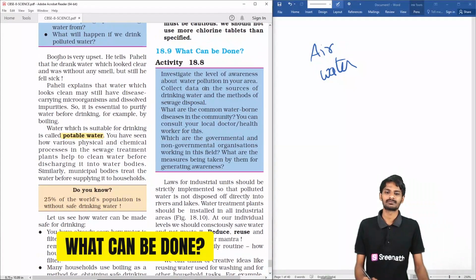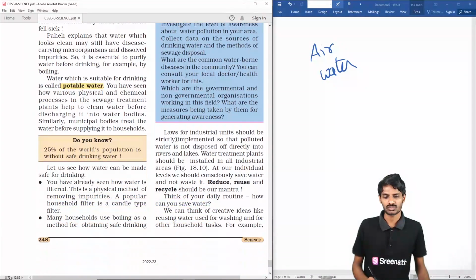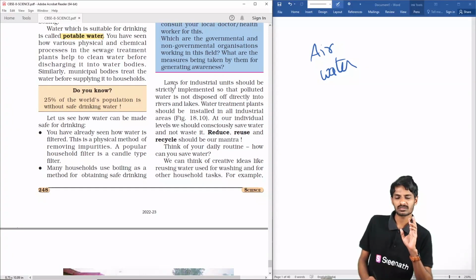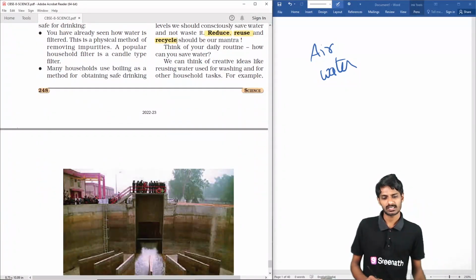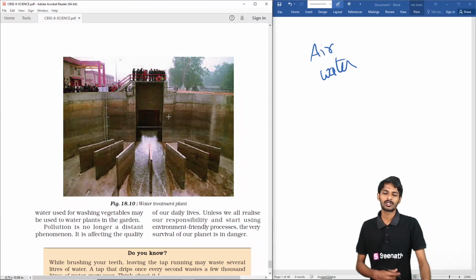And what can be done to get rid of water pollution, students? Strict rules and strict laws for industries must be enforced, so they do not directly send the pollutants into the water. Okay, and water treatment plants have to be installed in all industrial areas. And we have to reduce water usage, reuse the water, and recycle the water. So that's how we can save the water. Okay, students, so these are the water treatment plants.